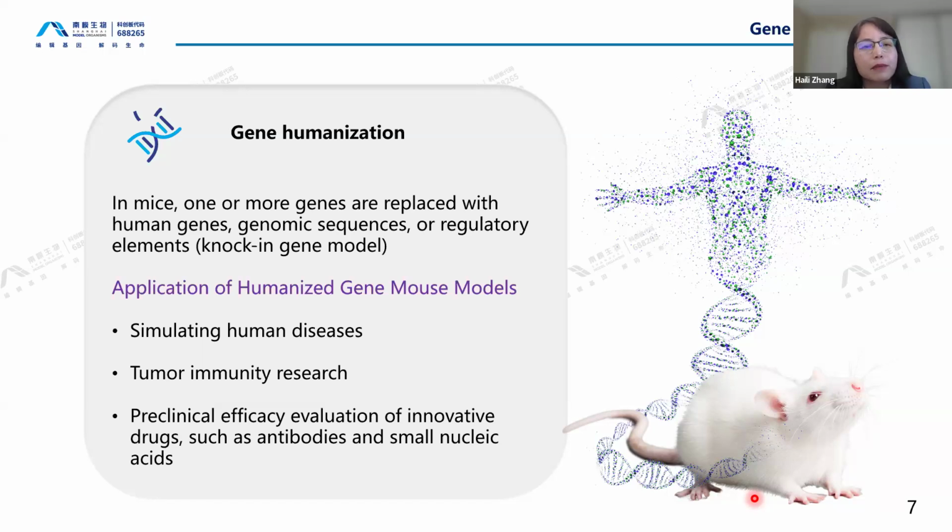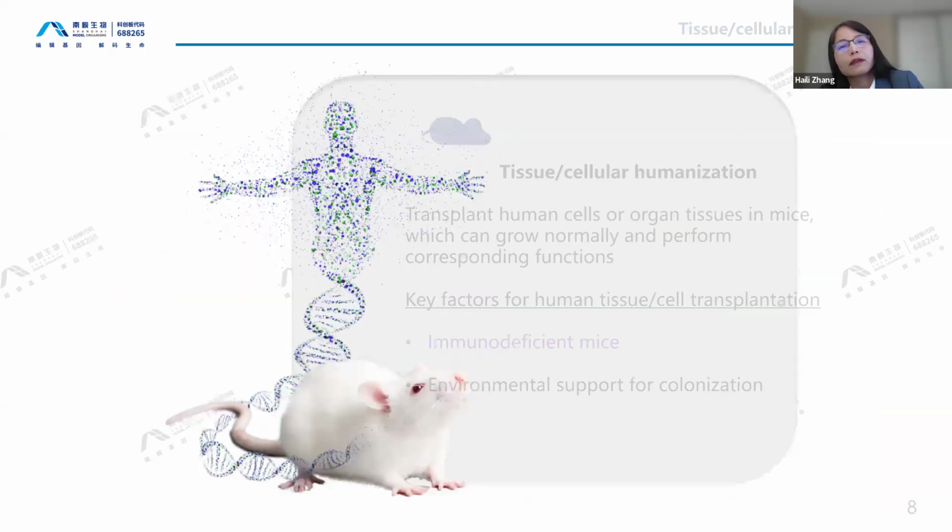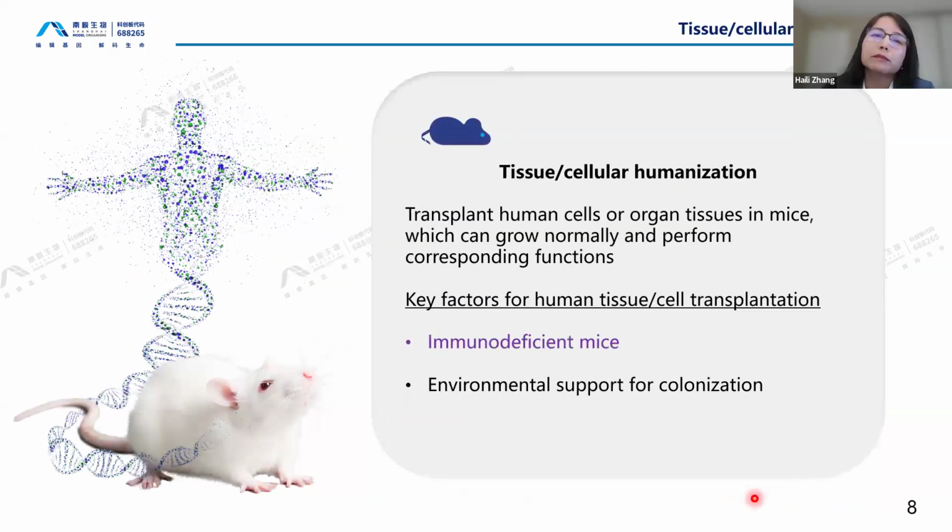These models can be used for simulating human diseases, tumor immunity research, and preclinical drug evaluation. So for the tissue cellular humanization, we transplant human cells or tissues in mice, which can develop normally and perform corresponding functions.